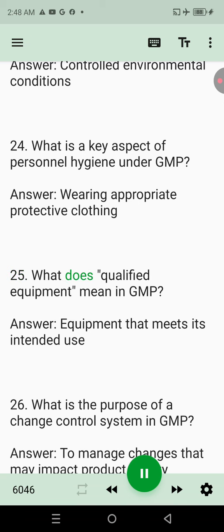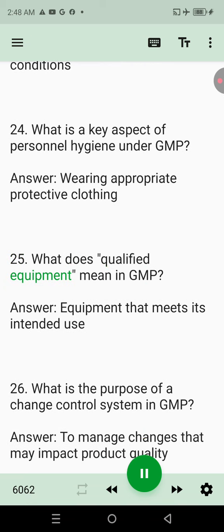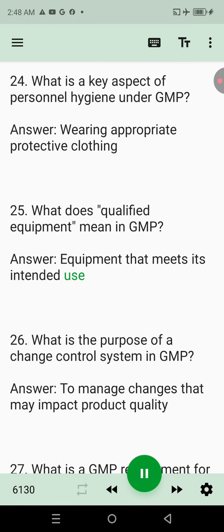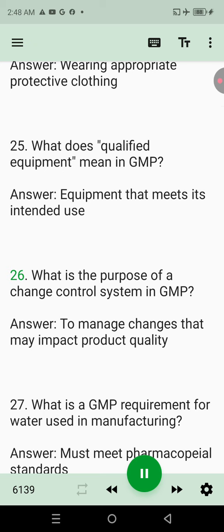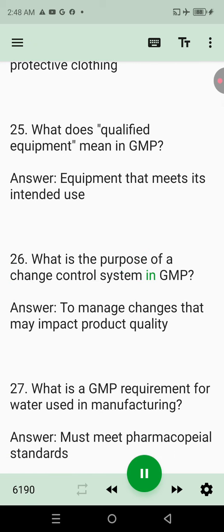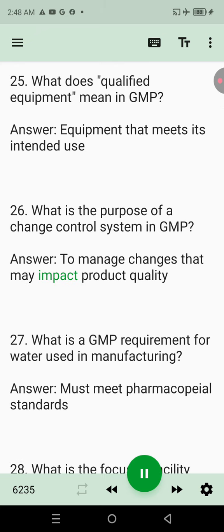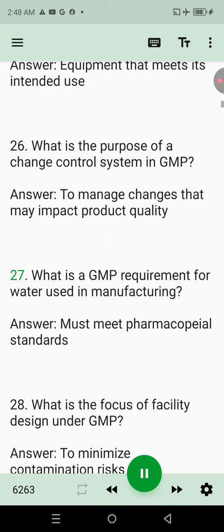25. What does qualified equipment mean in GMP? Answer: Equipment that meets its intended use. 26. What is the purpose of a change control system in GMP? Answer: To manage changes that may impact product quality.